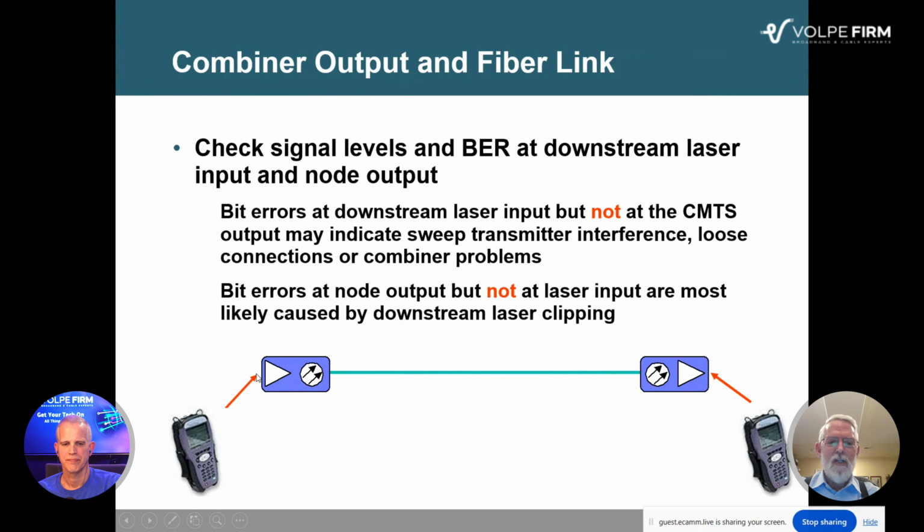If things look good at the input to the downstream laser, but you've got bit errors at the output of the node, could be a node issue, but it could be downstream laser clipping. Don't rule that out. It does happen.